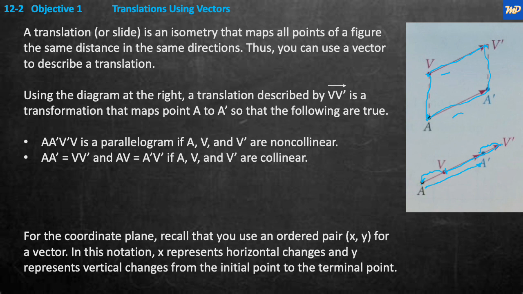For the coordinate plane, recall that you use an ordered pair x, y for a vector. In this notation, the x represents horizontal changes on the x-axis, so to speak, and y represents the vertical changes from the initial point to the terminal point. So the first x is moving you left and right, and the y is moving you up and down. Okay, positive is up, negative is down, and you know all this.